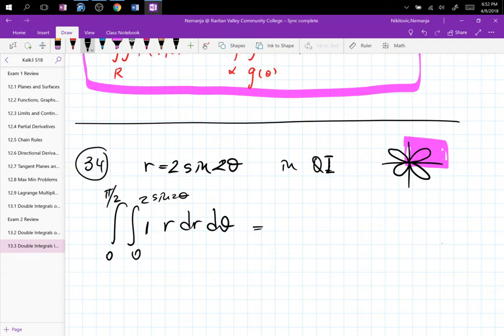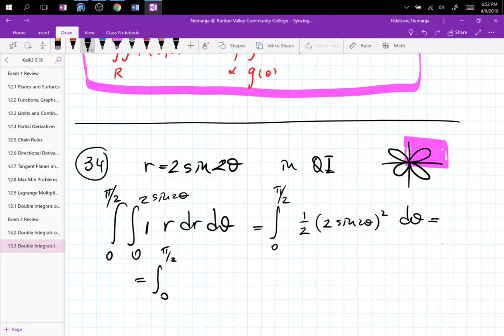And now you go and compute this. The first order of business is to compute the inner integral. Inner integral is r squared over 2, so that's going to be 1/2 of 2 sine 2 theta, everything squared, d theta, 0 to pi over 2. 1/2 of the, so it's a 2 sine squared 2 theta, d theta. When you square 2, you get 4, and then half of 4 is still 2.